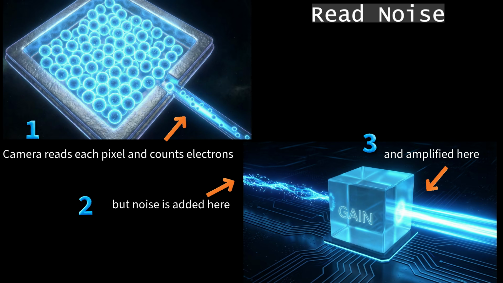Every time your sensor reads a pixel, it adds a small amount of random noise. We call this read noise. It's absolutely unavoidable. And here's the critical insight. Read noise is fixed in electron units. It doesn't change with your gain setting. But when you amplify your signal with higher gain, the read noise becomes smaller relative to your signal. So in bright enough conditions, like a background sky glowing with light pollution, higher gain actually improves your signal to noise ratio.